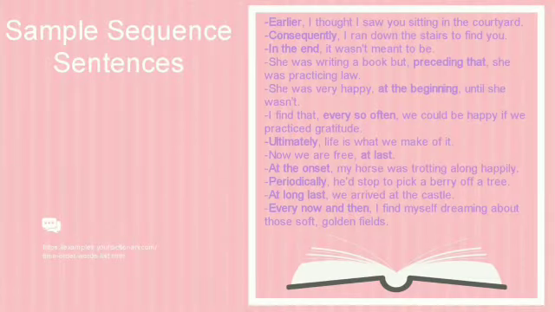Simple sequence sentences: Earlier, I saw you sitting in the courtyard. Consequently, I ran downstairs to find you. In the end, it was not meant to be. She was writing a book but pretending that she was preaching loud. She was very happy at the beginning until she was not. I found that every so often we could be happy if we practice gratitude.